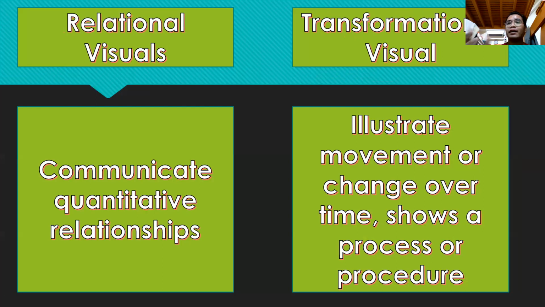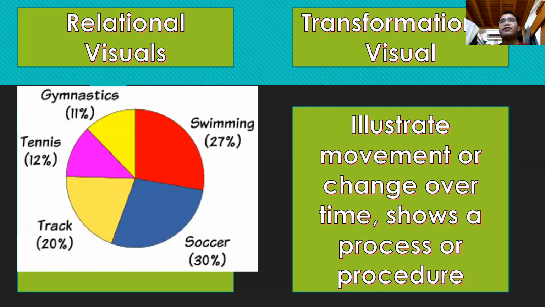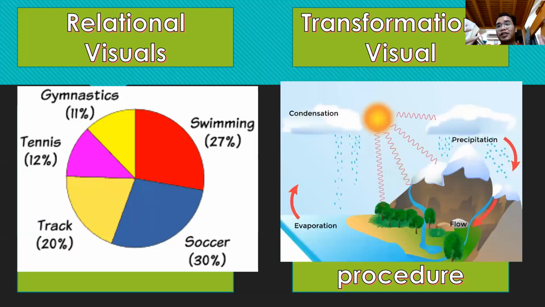Kadalasan yung mga pie graph natin, bar graph natin, line graph natin, they communicate quantitative relationships and we call them relational visuals. Ito, halimbawa niyan, that's a pie graph. Ang transformational visual naman, from the word itself, transformation, it illustrates movement or change or transformation from one state to another. Okay? Transformational visual. A very good example of that is this. Okay? Yung ating water cycle. From liquid to gas, from gas to liquid, and so on and so forth. We call that transformational visual.